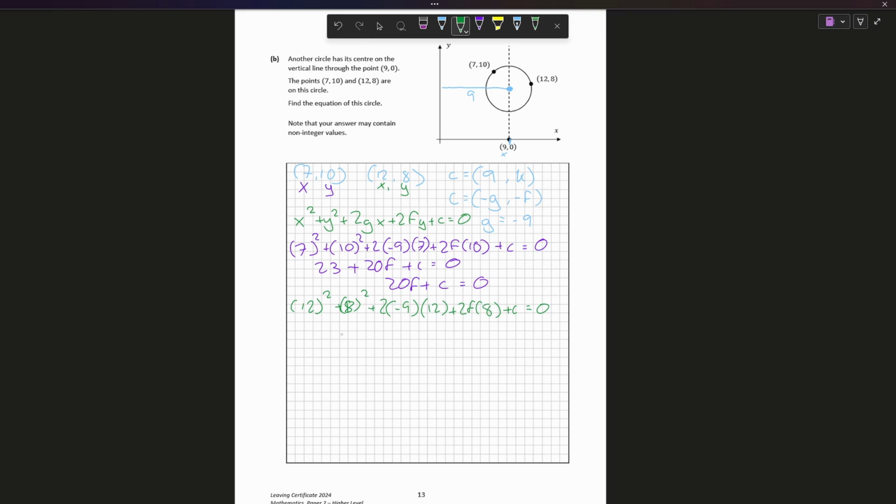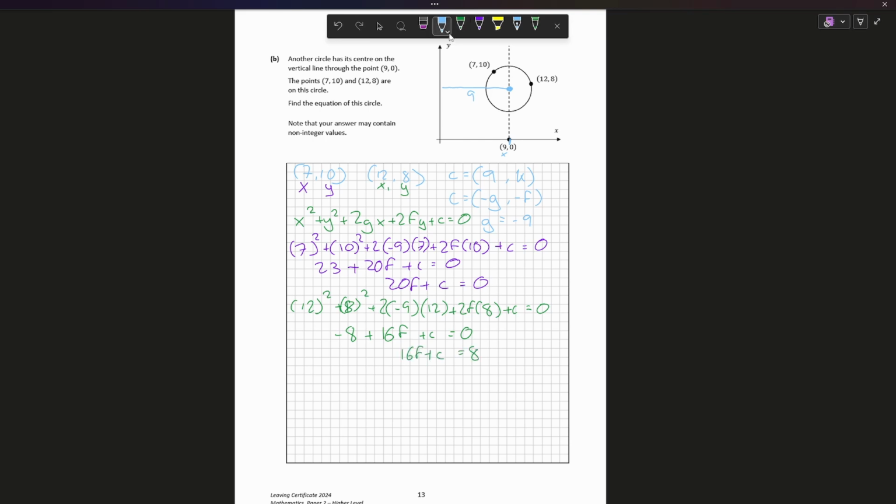So again, all in the calculator. We could do this in our heads, but yeah, no thanks. Minus 9, 12. Okay, so we got minus 8. So minus 8 plus 2 by 8 is 16. So 16f plus c equals 0. So that means 16f plus c equals 8.